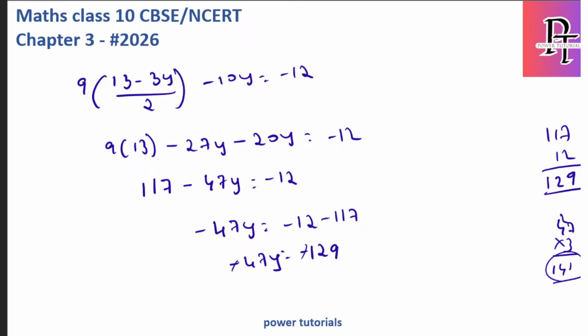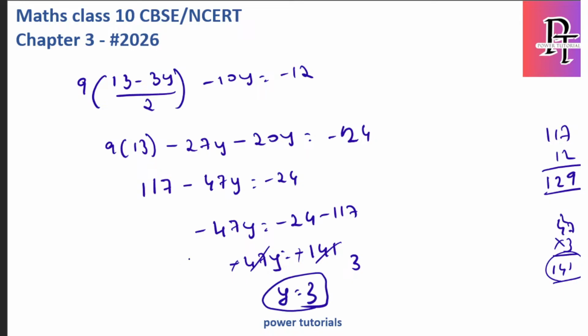Wait, it is 12 twos is 24. Yes, now I'm getting it. So this way calculation mistake should not be the case. It is minus 24 minus 117. Now we are getting it as minus 141. So mostly it will be whole numbers only. So if you are getting another digit, make sure to cross check.